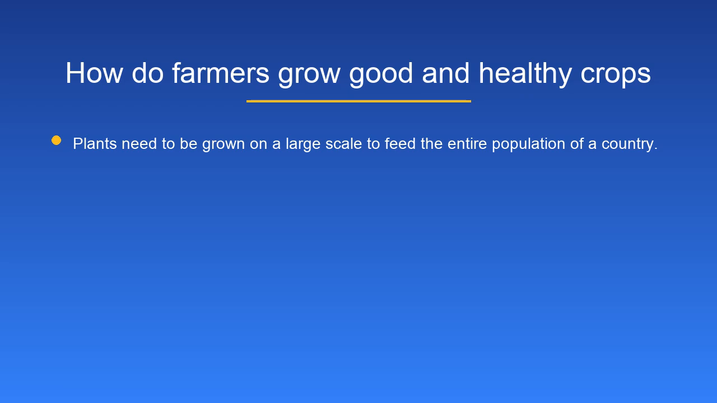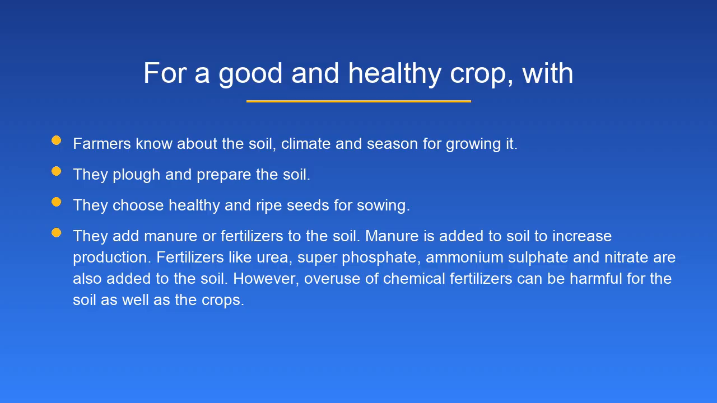How do farmers grow good and healthy crops? Plants need to be grown on a large scale to feed the entire population of a country. For a good and healthy crop, farmers know about the soil, climate and season for growing it. They plow and prepare the soil. They choose healthy and ripe seeds for sowing.